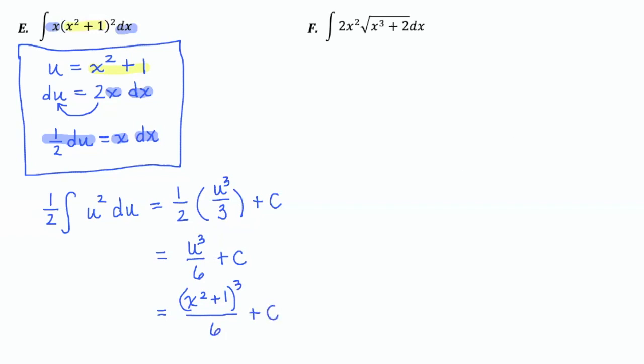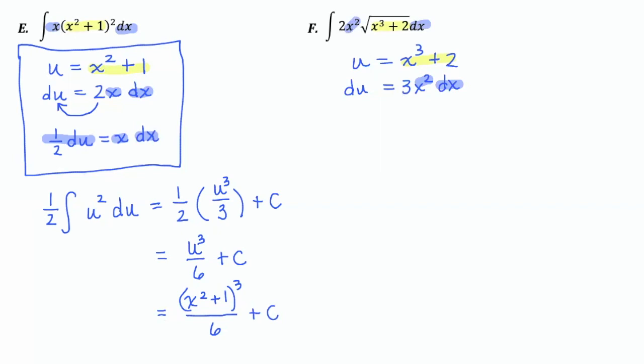Let's try the next one. I begin by identifying the function under the radical as my best guess as to what the value of u should be. I now do my matching and make sure the pieces all match up. So I have a dx, which matches a dx. I have an x squared, which matches an x squared. But then I've got this 2, and here I've got a 3.